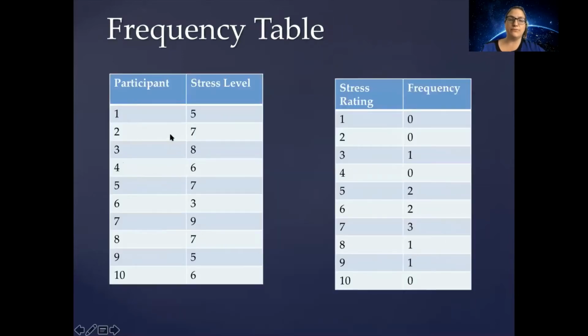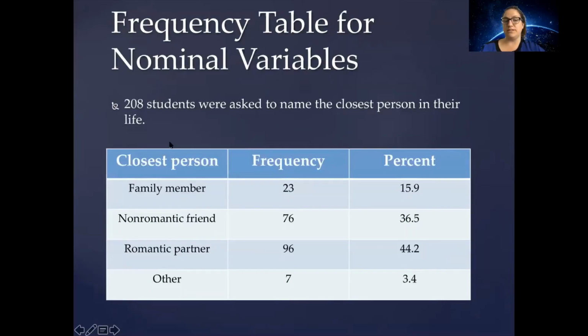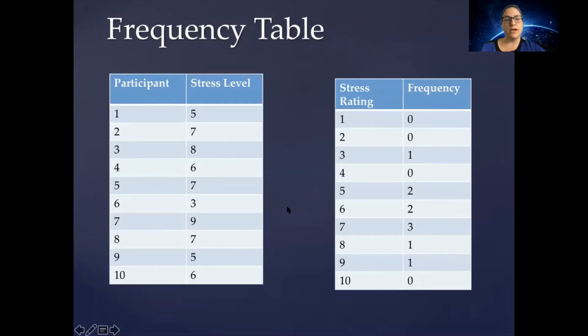So here we have the table that we had with the participants and their stress level. And then here is the frequency table on the right. So this is the table that we had originally, participant and stress level. And here we have their stress rating and how frequently it occurred. So the first thing that you do is you number all of the possible options. In this case, you could have answered anywhere from 1 to 10. So you make a table that starts with 1 and goes through all the different numbers. And then you just count up how many times each number occurred.